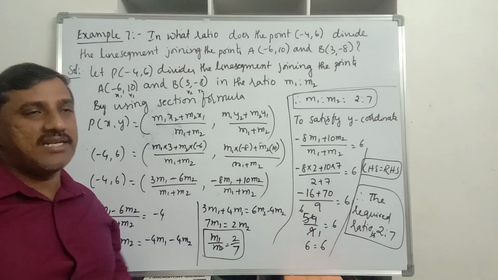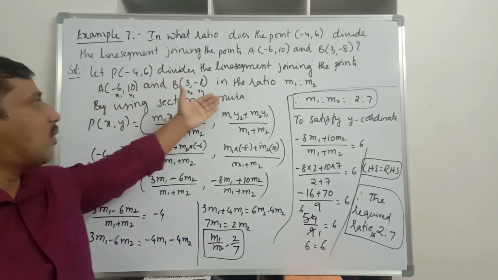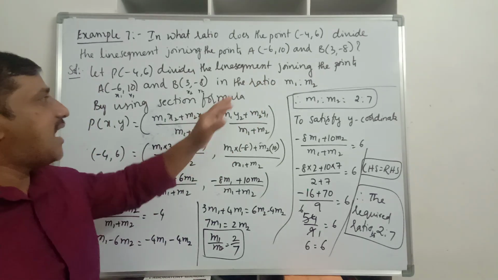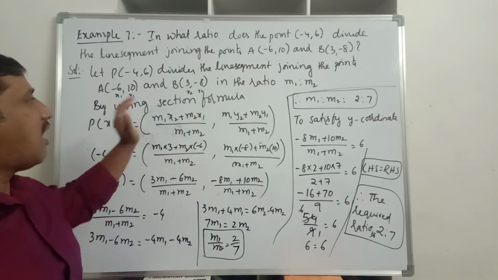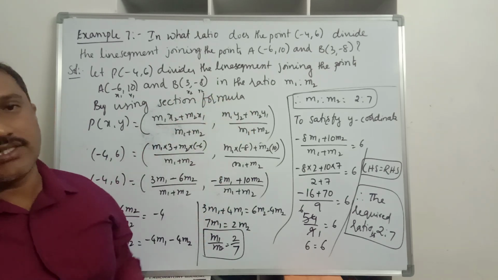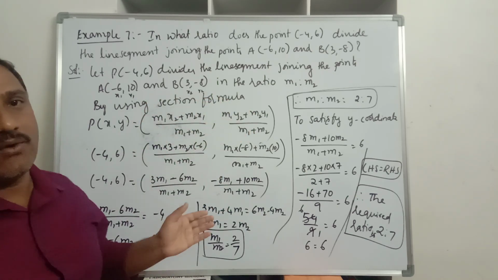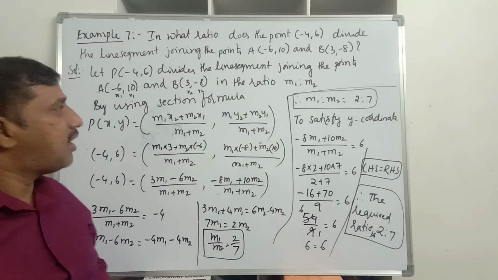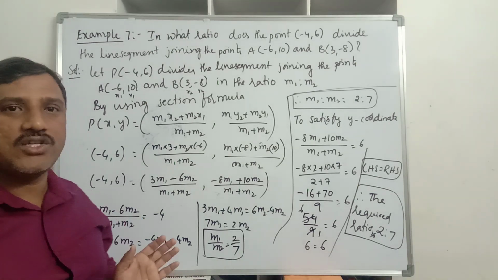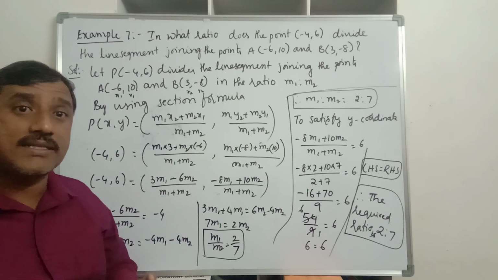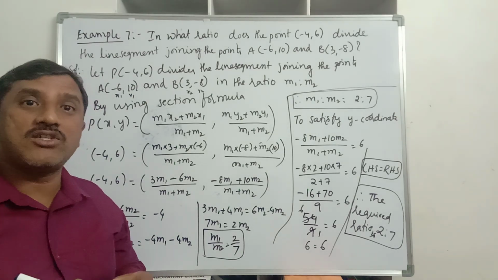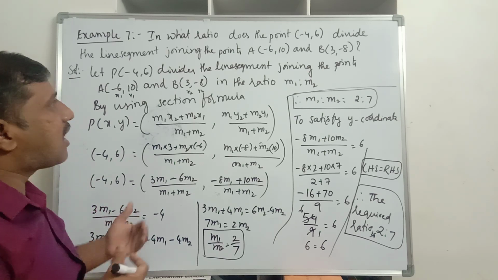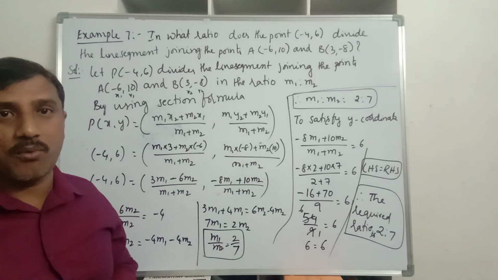Like this we can find, or you can take the ratio as k is to 1. Alternative method also is there. K is to 1, and you can substitute m1 as k and m2 as 1. We will find the k value, and then we can find the required ratio m1 is to m2. Is it clear, children, how to find the ratio in which the given point divides the line segment formed by joining two given points? Is it clear? Now we will continue for the trisectional points.